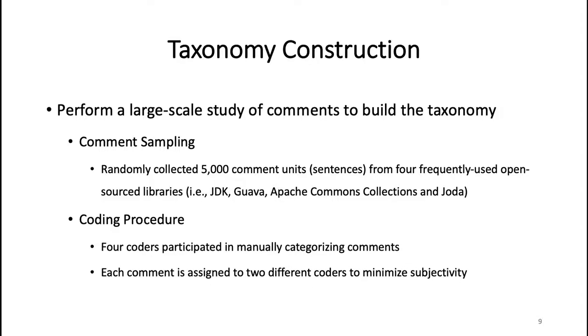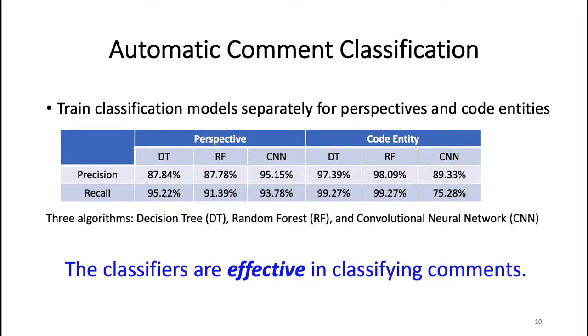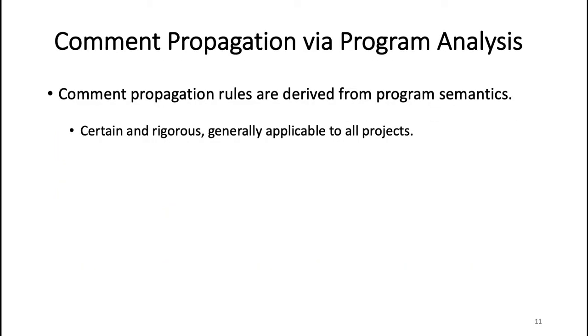In order to construct the taxonomy, we perform a large-scale study of comments. Please read our paper for details of this process. After the taxonomy construction, we have 5,000 labeled comments. With these comments, we use 3 algorithms to train classifiers to automatically categorize a comment. The algorithms are decision tree, random forest, and convolutional neural network. This table shows the results. From this, we can tell that, on average, both precision and recall are more than 0.9, which means the classifiers are effective in classifying comments.